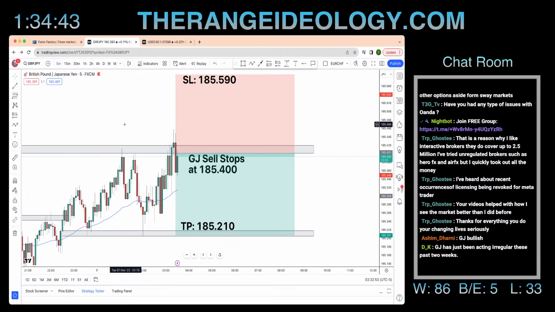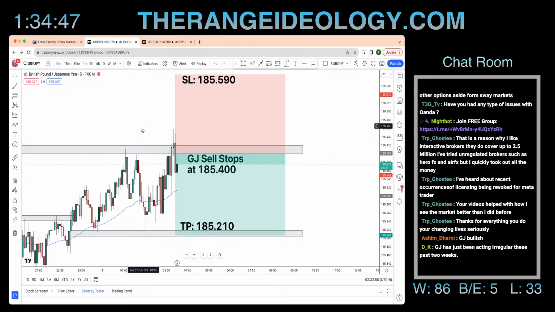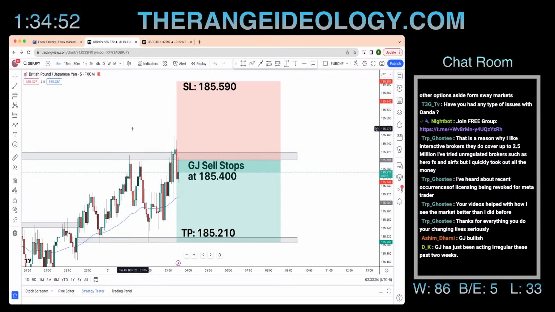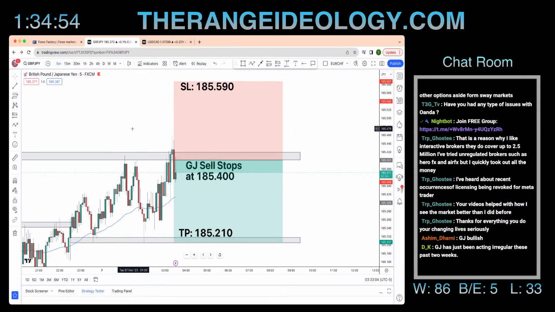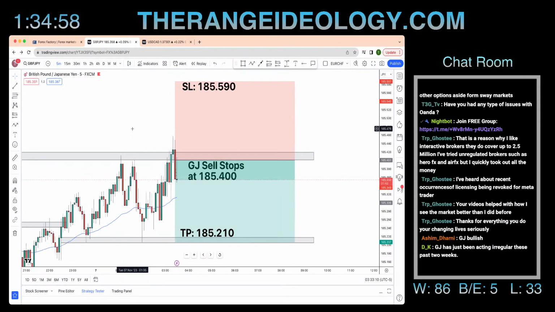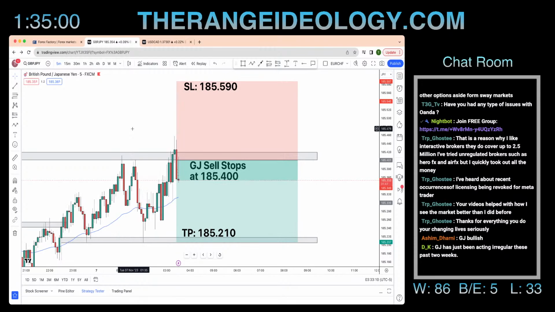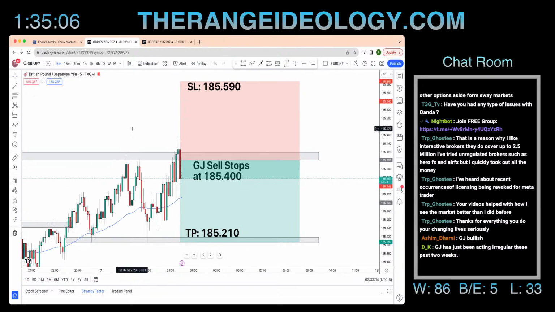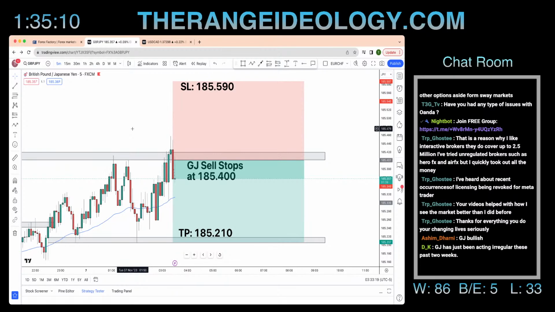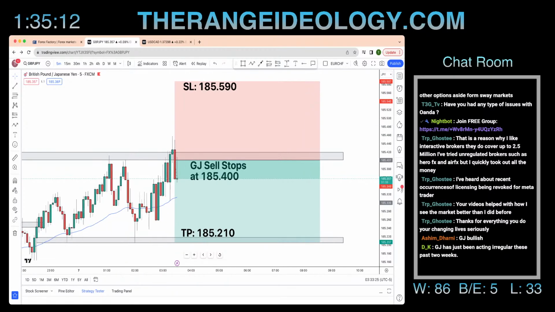GJ has just been acting irregular these past 2 weeks. Yep, that is GJ for you guys. GJ has been doing that. We're trying to fight to get normal market movement, but we've had some good wins from GJ as well, right? We had some large wins as well, I believe last week. But overall, we haven't done too bad considering that the markets have just been brutal with GJ of recent.